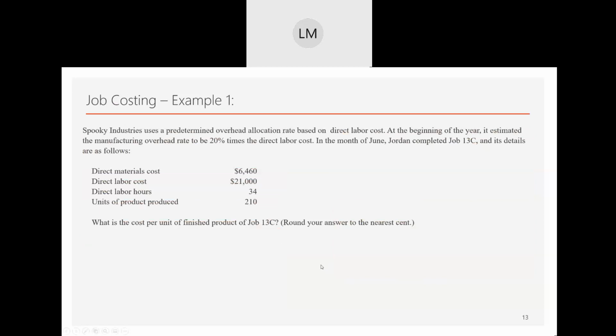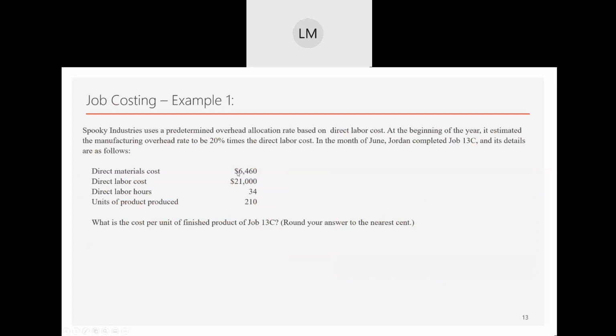So let's take an example here. Spooky Industries uses a predetermined overhead allocation rate based on direct labor costs. At the beginning of the year, it is estimated that the manufacturing overhead rate will be 20% times the direct labor cost. In the month of June, Jordan completed Job 13C, and its details are as follows.